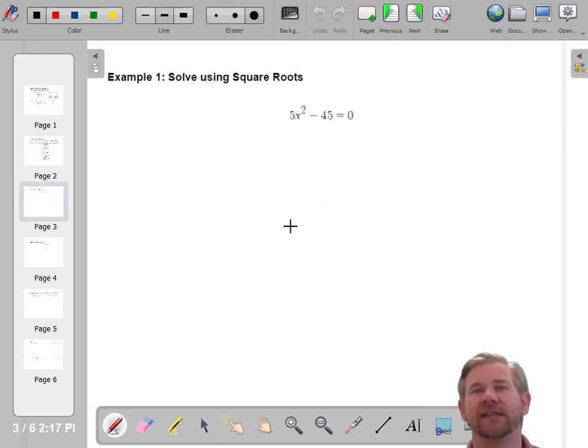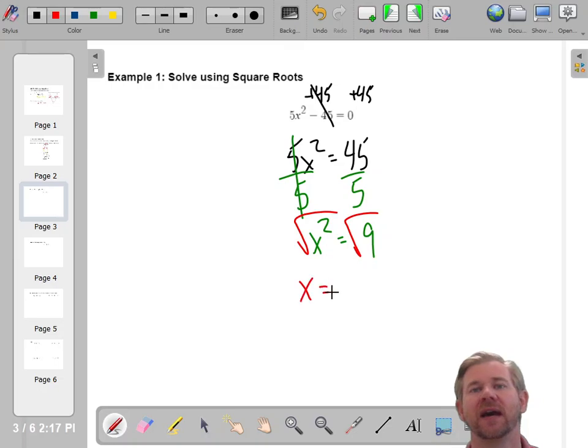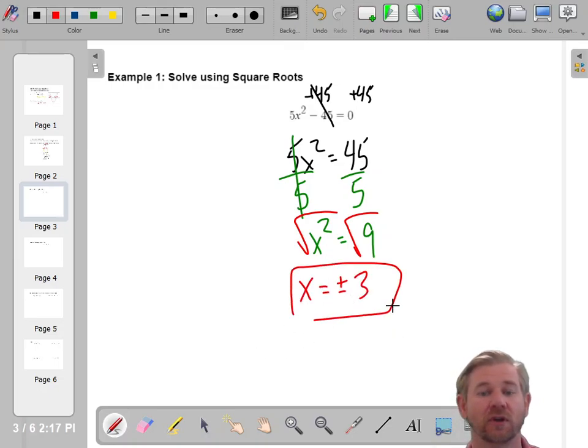So this one's going to be pretty similar. I'm going to get x squared by itself. So I will first add 45. 5x squared equals 45. I will then divide both sides by 5 to get the squared term by itself, and 45 divided by 5 is 9. Great, that's a perfect square. So when I square root both sides, I get x equals plus or minus 3. And there are two answers.